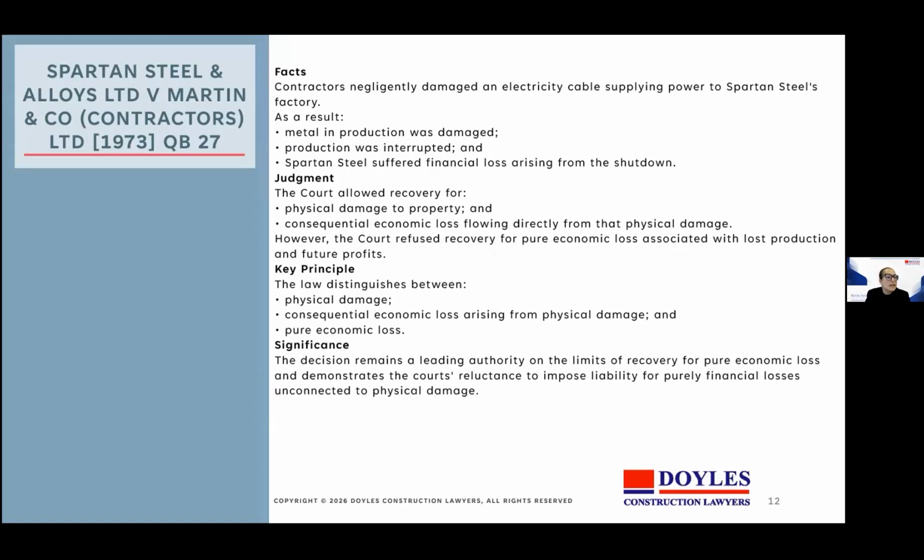Spartan Steel and Alloys v. Martin & Co. In Spartan Steel, the courts allowed the physical damage and consequential loss, but refused economic loss for production. It's the leading case on where recovery stops. So what are the facts? Contractors negligently damaged an electrical cable supplying power to Spartan Steel's factory, and as a result, metal in production was damaged, production was interrupted, and Spartan Steel suffered financial loss arising from the shutdown.